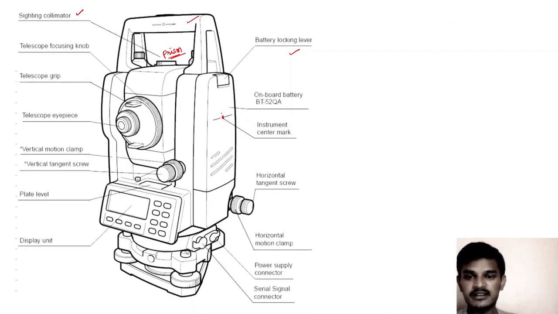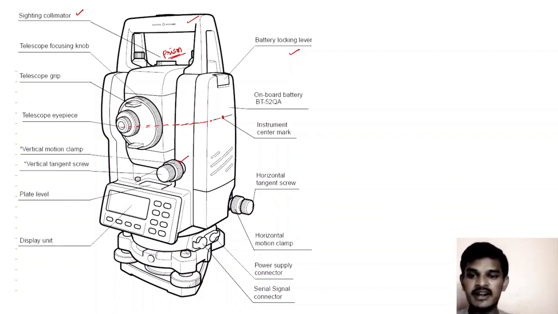We are generally calculating the height up to the eyepiece level only, right? That is why it is taken as the height of the instrument. If you are talking about the height of the instrument, it means the height till this point, the observer's eye point. And we have screws here, the vertical motion screw and the horizontal motion screw. We have already seen the importance of these.